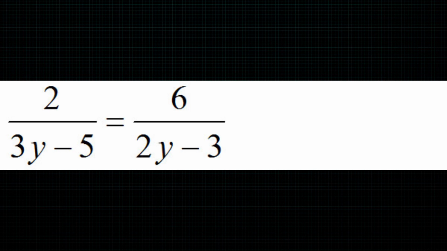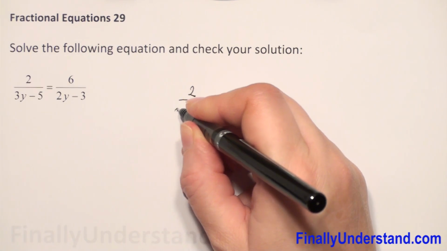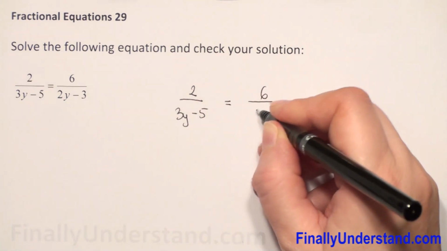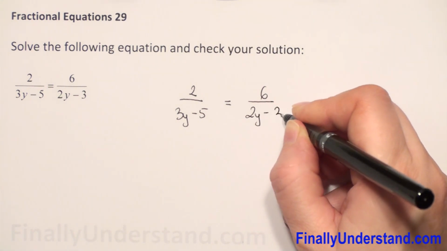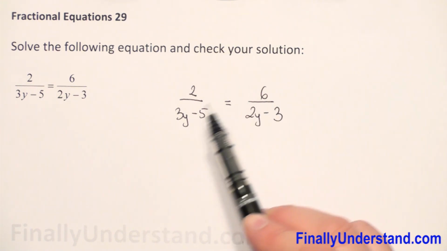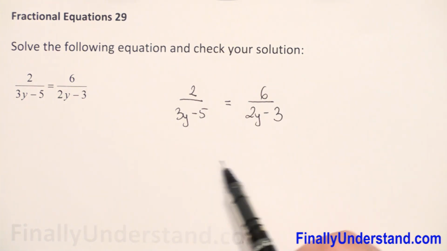We have a given fractional equation. Let me copy our example. We have 2 over 3y minus 5 is equal to 6 over 2y minus 3. First, because we have a fraction on the left side and on the right side, we will treat this like proportions.